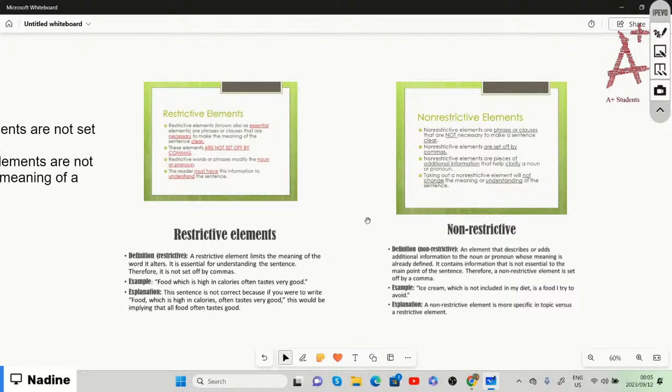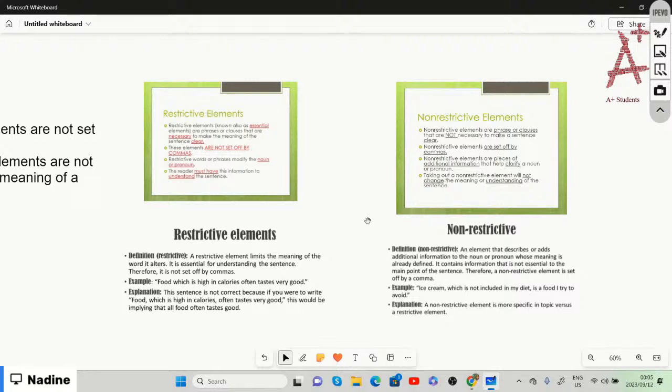All right, so also when it comes to restrictive elements, the reader must have this information to understand the sentence. So in order for you to understand the sentence, you need to know the information. When it comes to restrictive elements, we did say that a restrictive element limits the meaning of the word that it alters. It is essential for understanding the sentence, therefore, it is not set off by any commas.